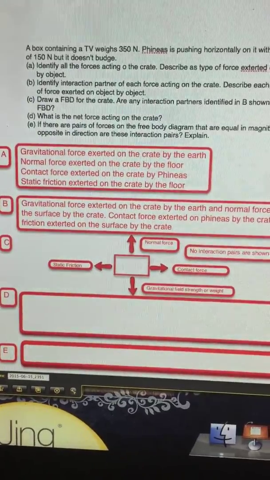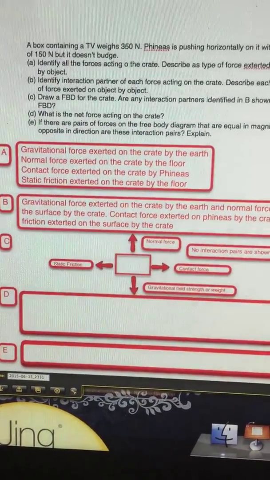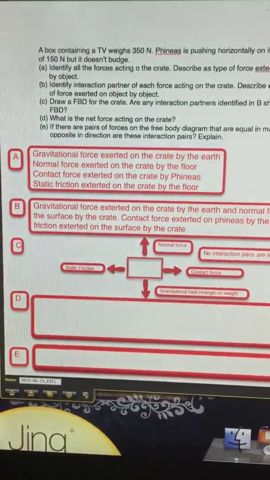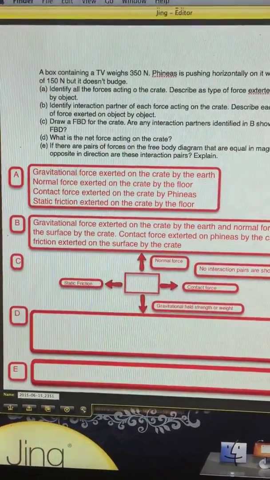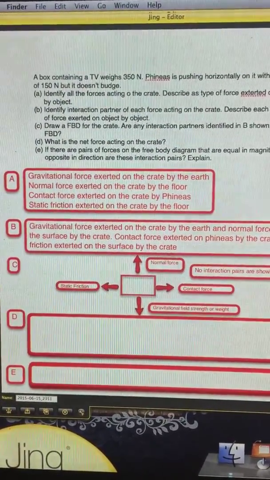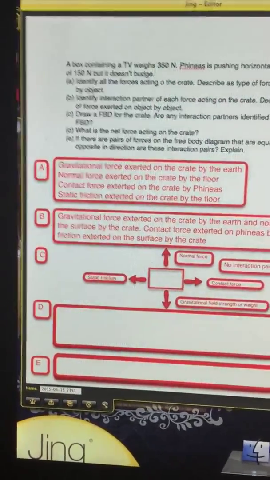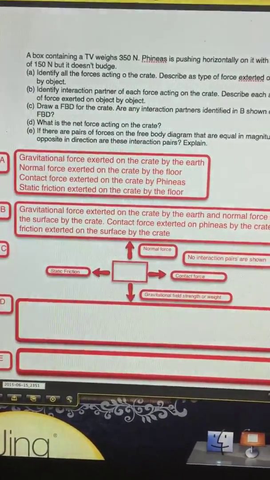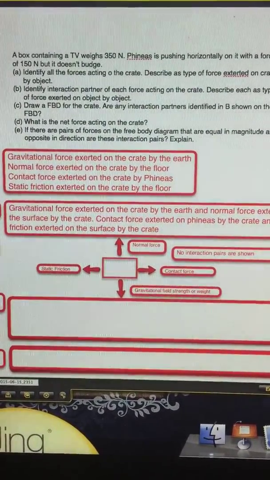So, the normal force on the box is 350 because the gravitational force is 350. And the static friction on the box is 150 because the contact force exerted by Phineas is 150. And this is all in newtons.